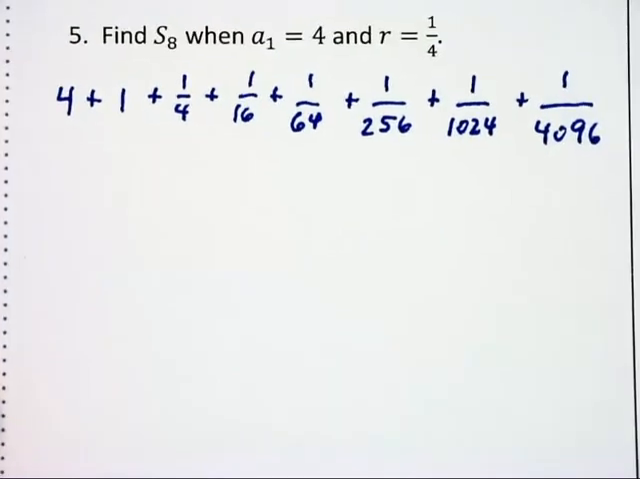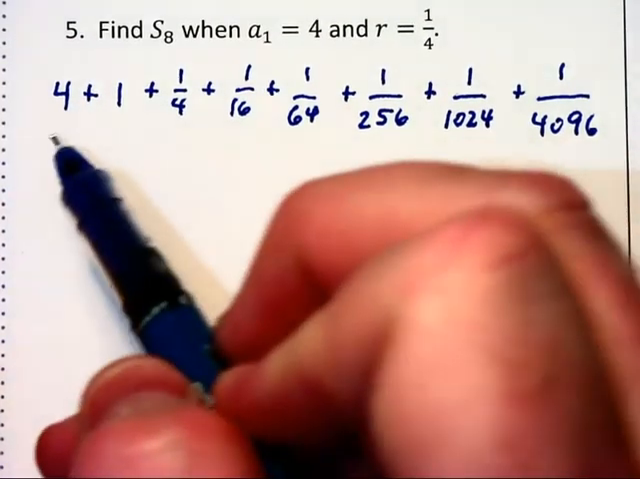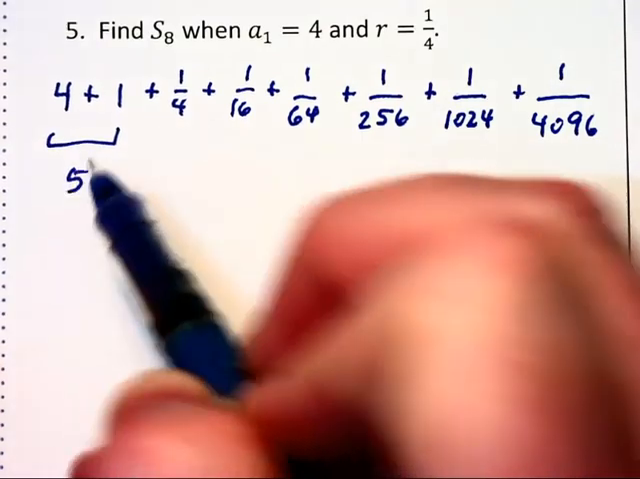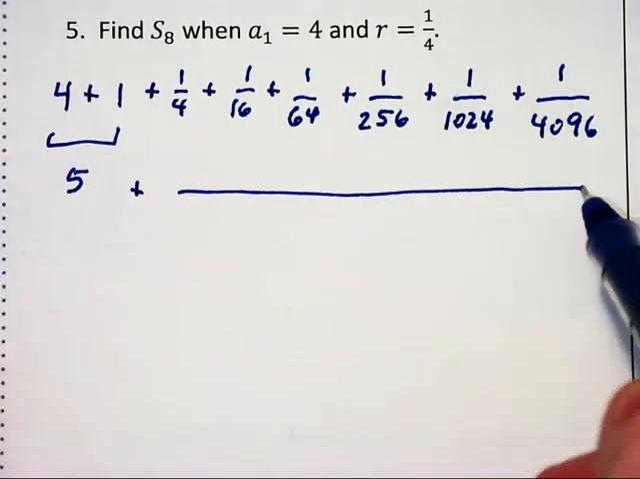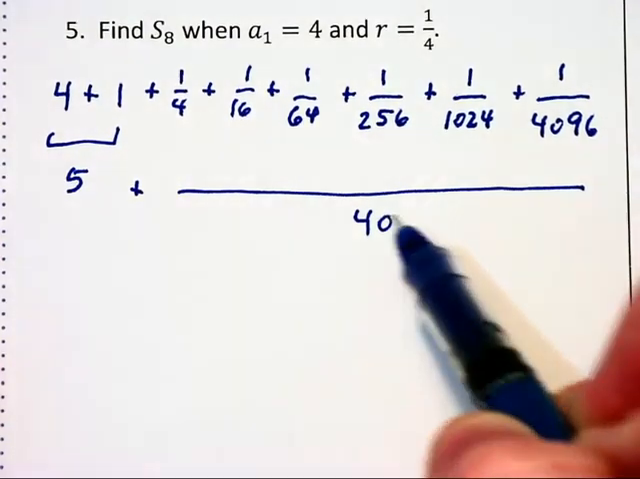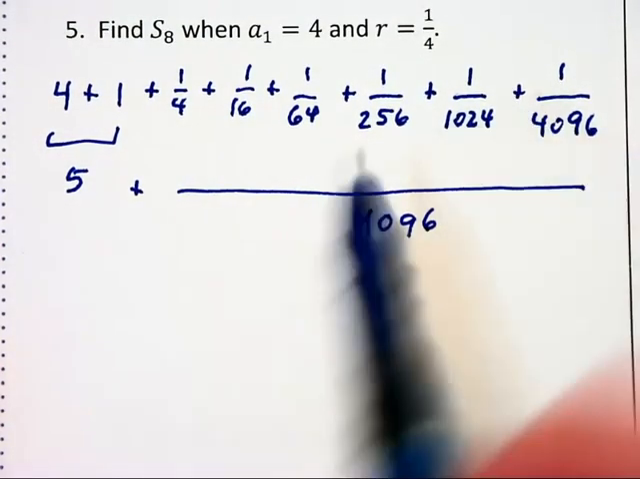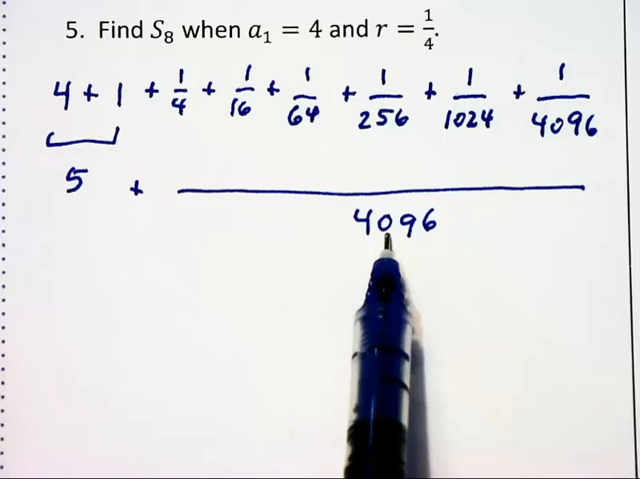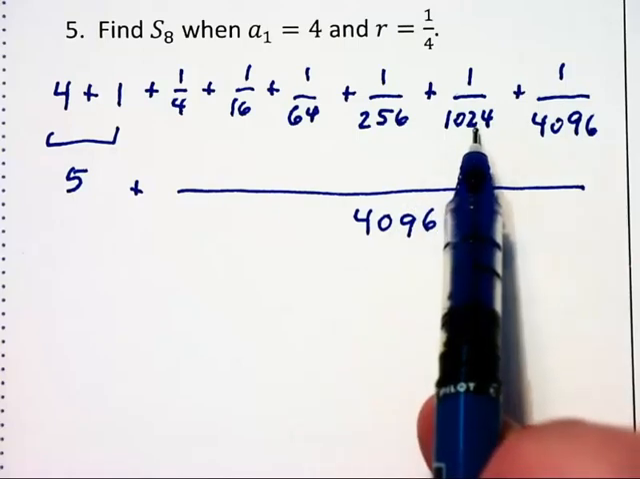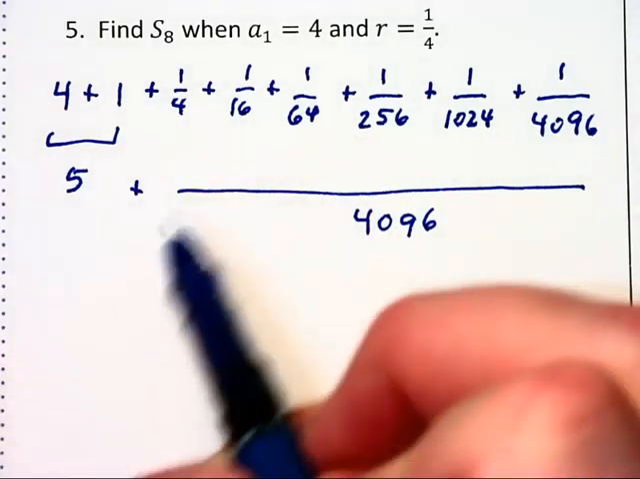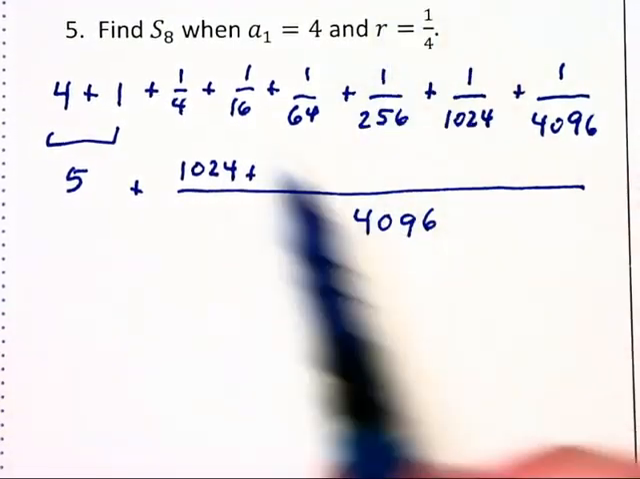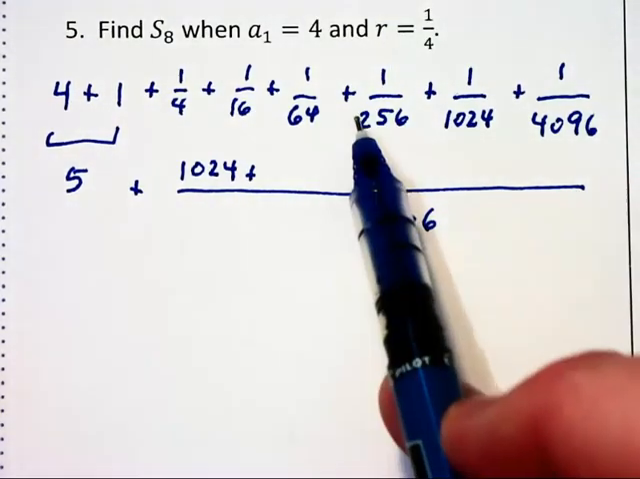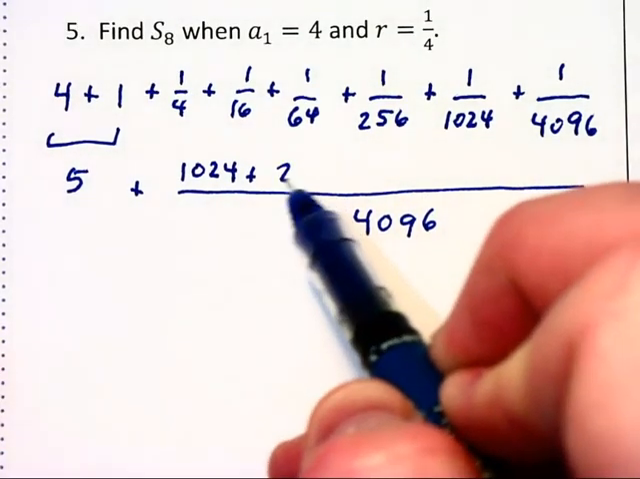Okay, we need to add all these together. We know the first two terms are going to add up to 5. Let's put the rest of these over a common denominator of 4096. Now, 4 goes into 4096 1024 times. Multiply that by 1 to get 1024. 16 goes in 256 times, so we have 256.